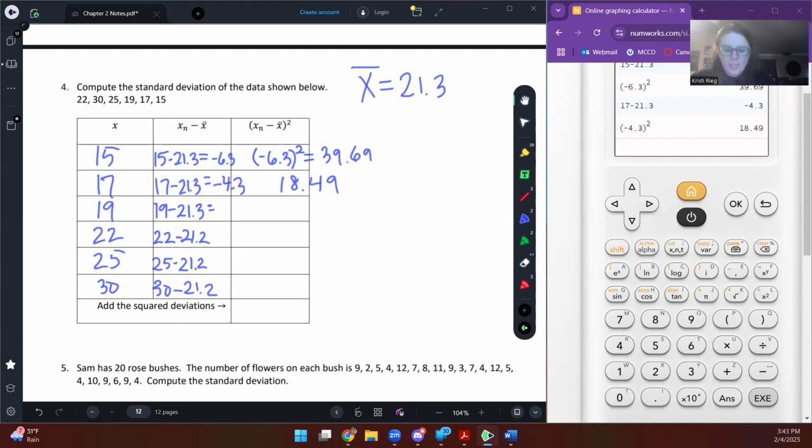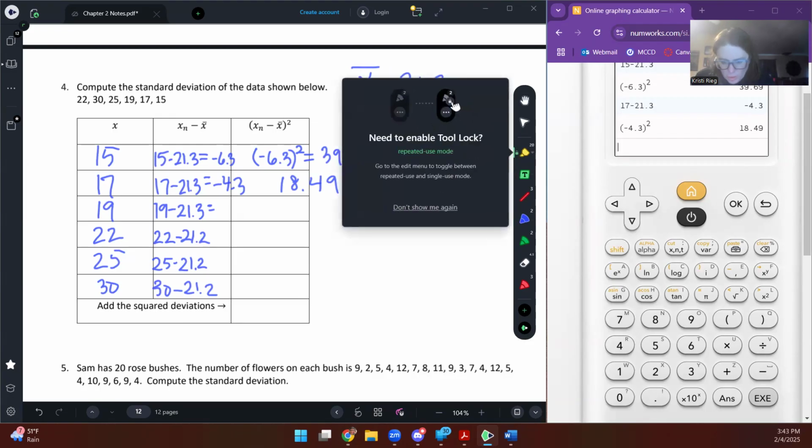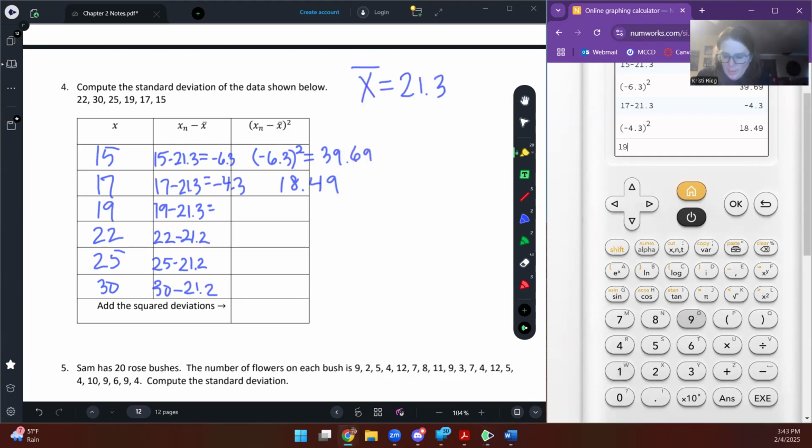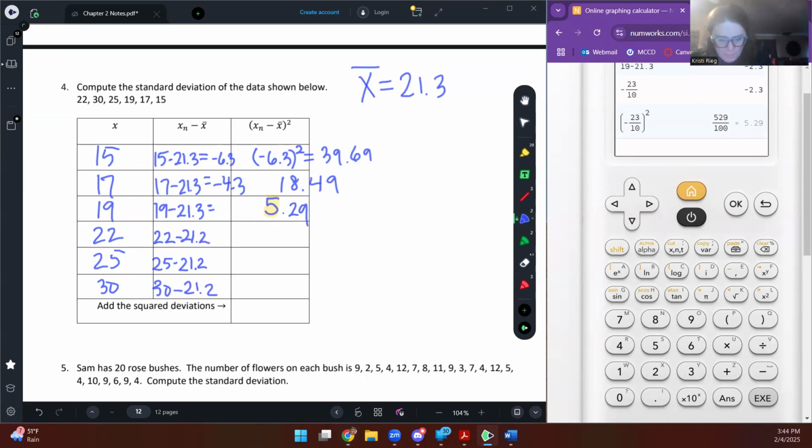Okay, so if I have 19 minus 21.3, and then I square that answer. I don't know what I did. Okay, hang on a second, let me just back up. Okay. 5.29. There we go. That was negative 2.3.